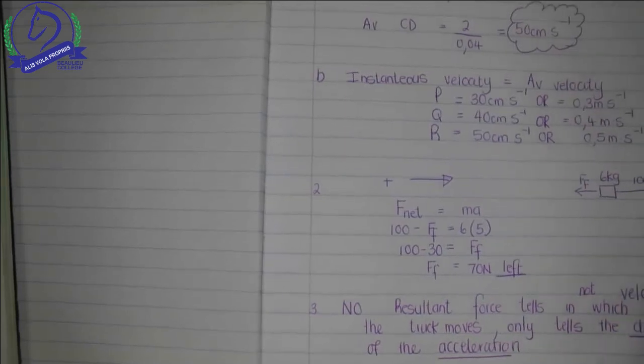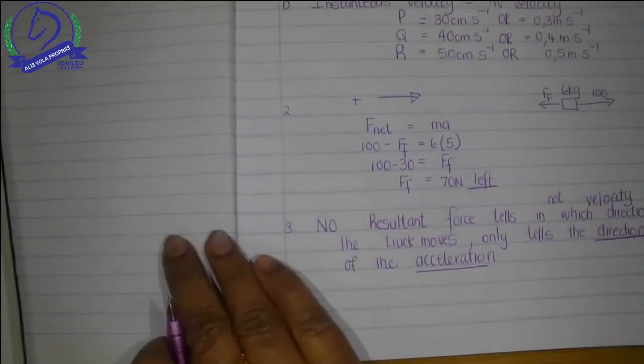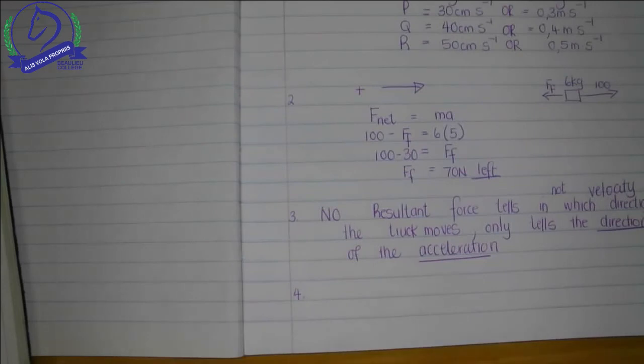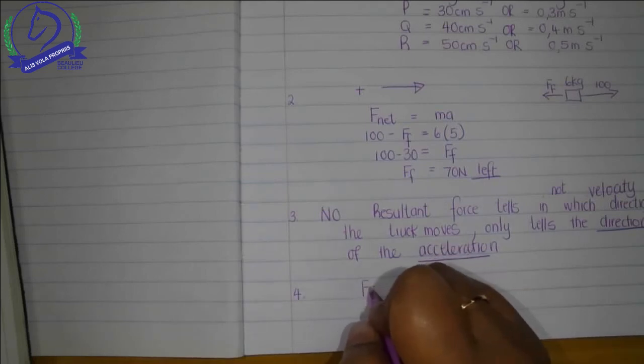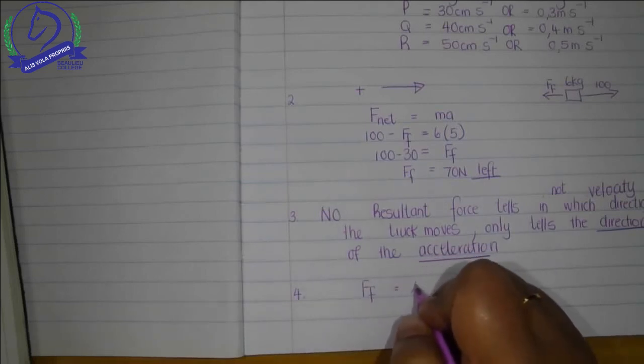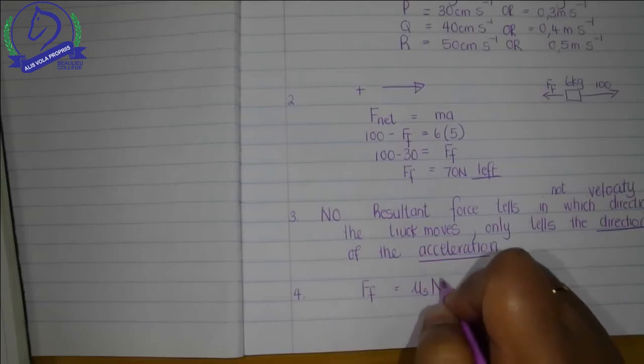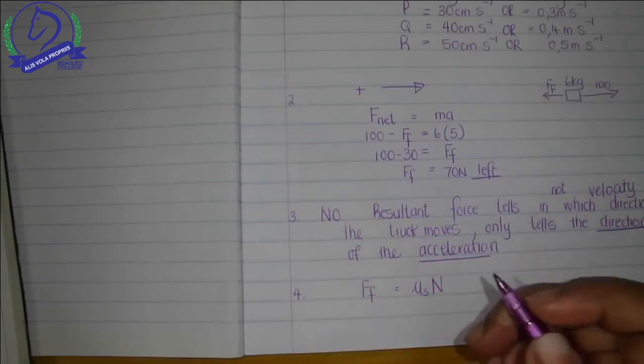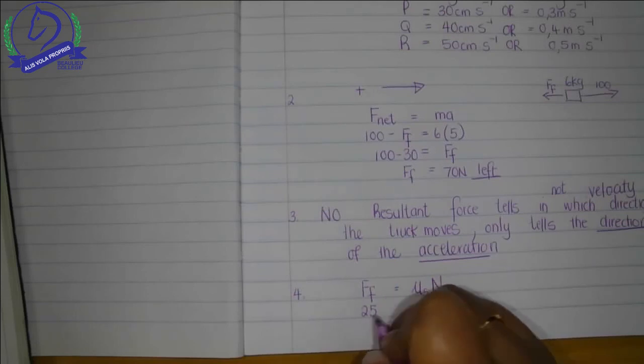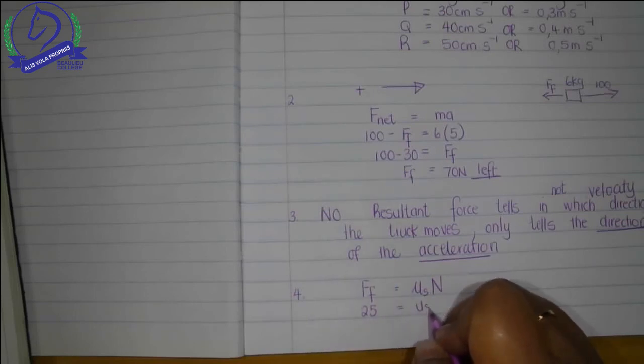Okay, so for question number 4, it says a force of 25 newtons is required to just start a 5 kilogram box moving across a wooden floor. Calculate the coefficient of static friction. Okay, so we're using the equation frictional force is equal to mu s multiplied by N. Fairly straightforward question. This is 25. We don't know what that is.